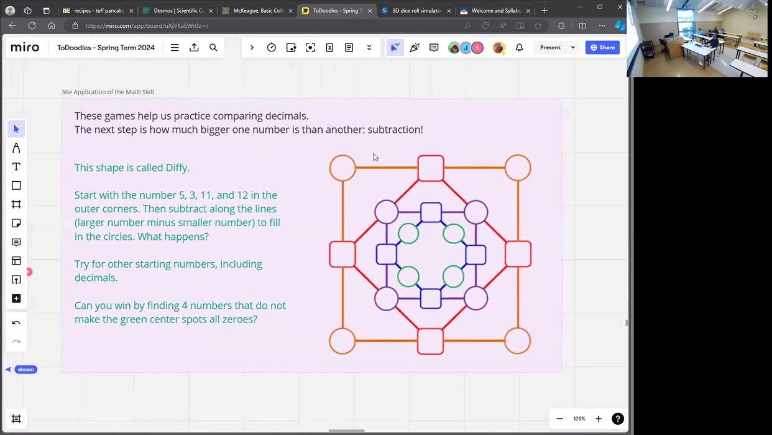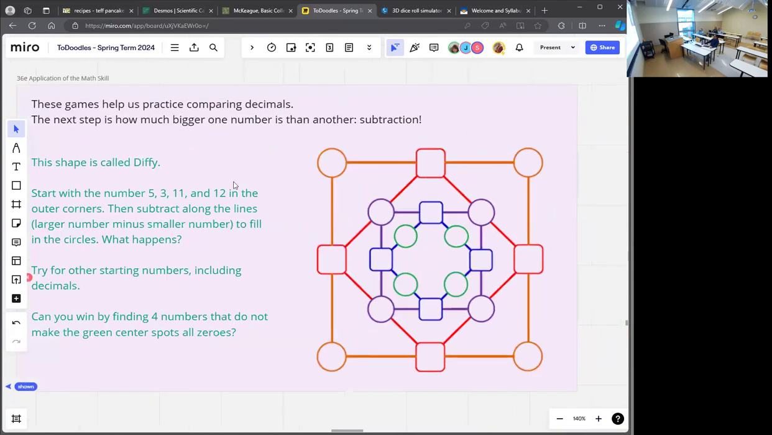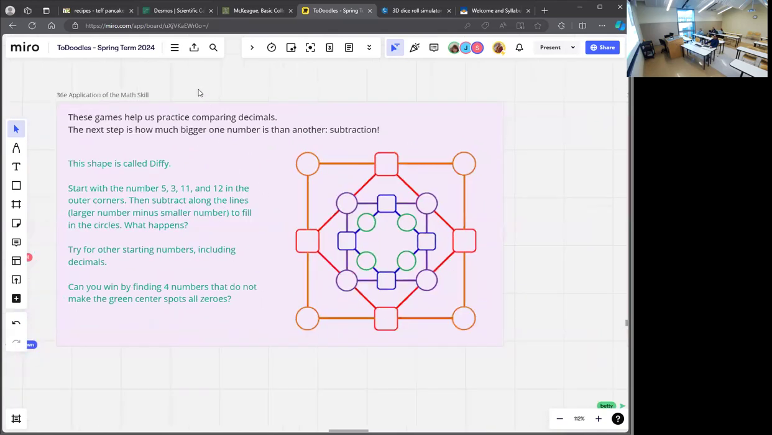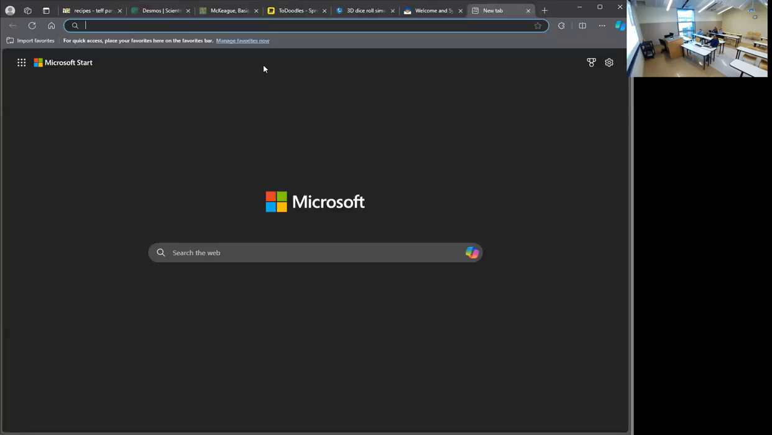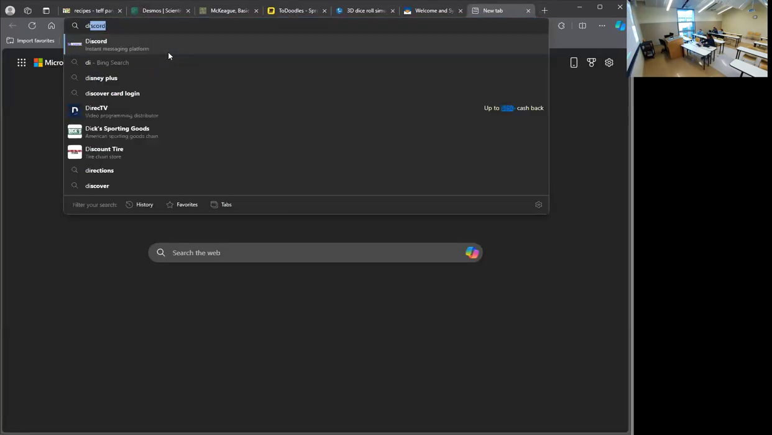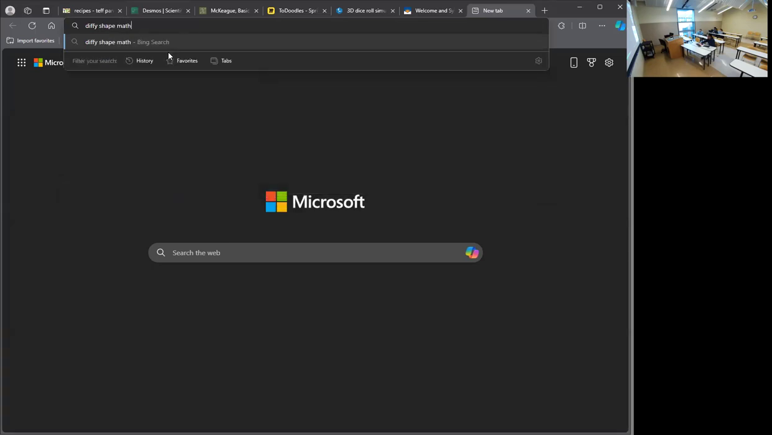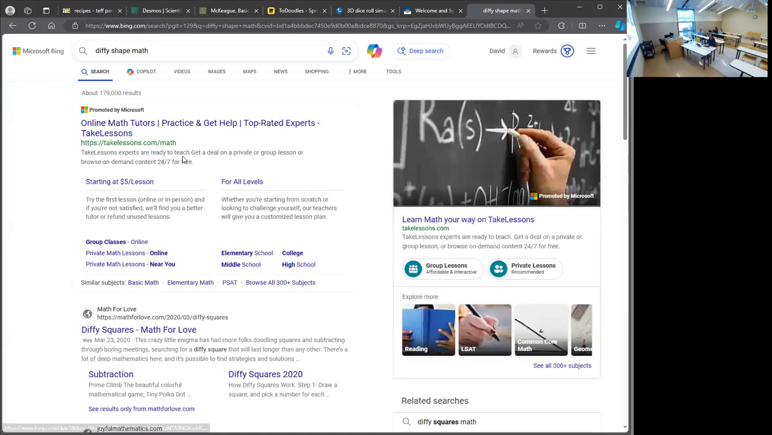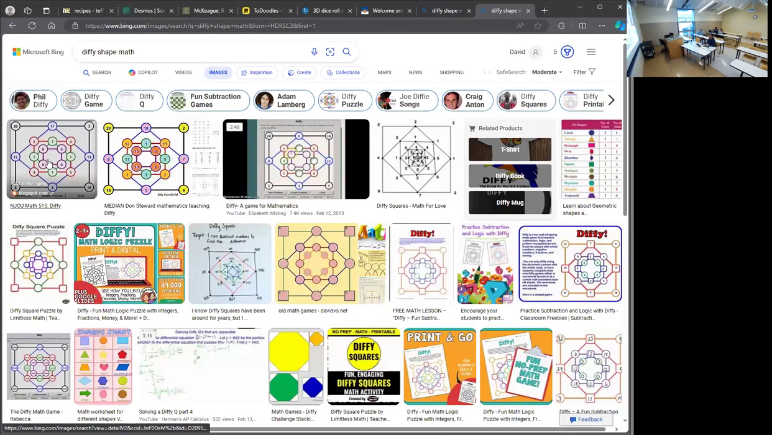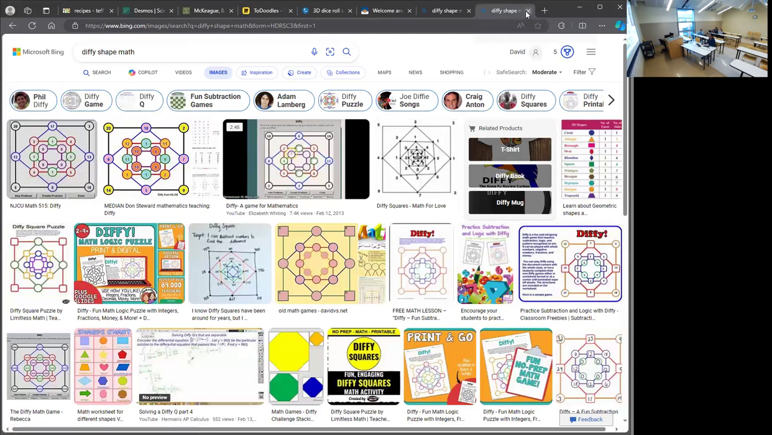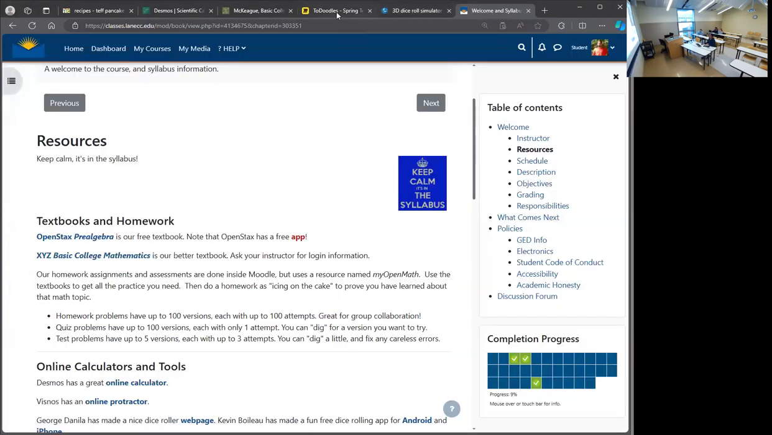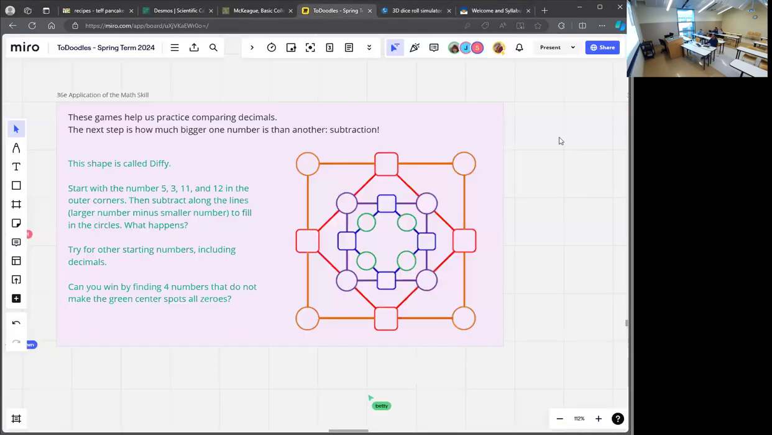Let me show you one other thing. So this is a shape called Diffie. Can I just Google it? I don't remember, this is from so long ago. Diffie shape map. Images. Yes, so you can find this yourself if you want to learn more about it or try it at home. So Diffie is this weird shape, and watch what happens.